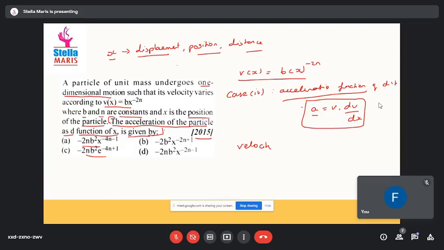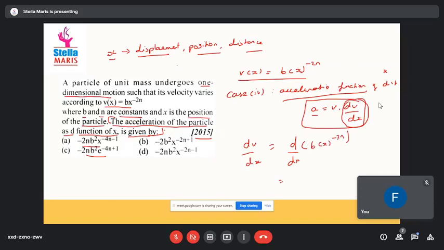They have given velocity as a function of x, that is distance, right? Function of distance, that is x. So now you know velocity: v of x is equal to b x power minus 2n. So in order to find acceleration as a function of x or distance, find out dv by dx first. So what is dv by dx? You know what is v. It is d by dx of b x power minus 2n.